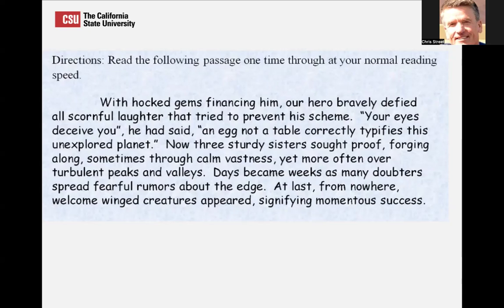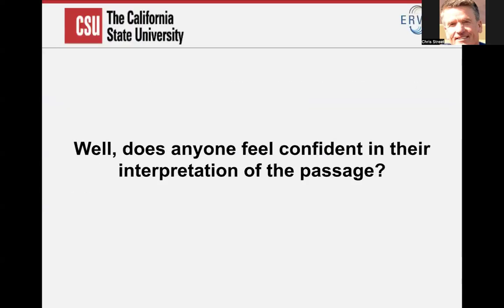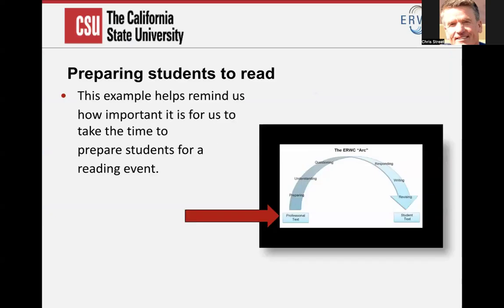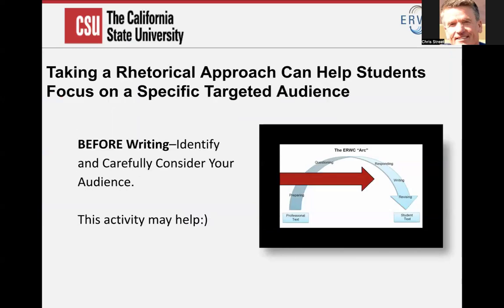So, Christopher Columbus, that piece of prior knowledge makes all the difference. It's a nice reminder that kids need to be set up for success when we're asking them to read. It helps remind us how important it is to take the time to prep kids for the reading event.